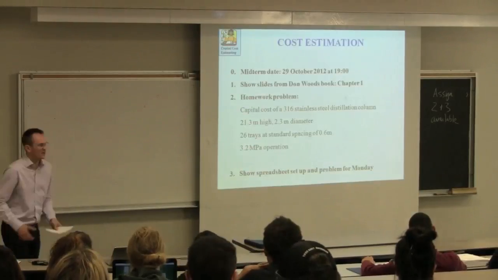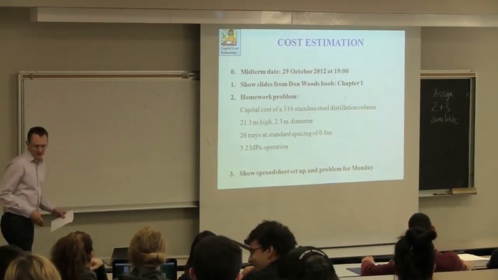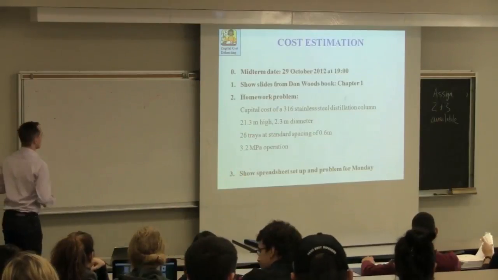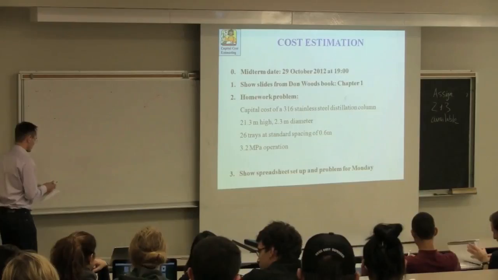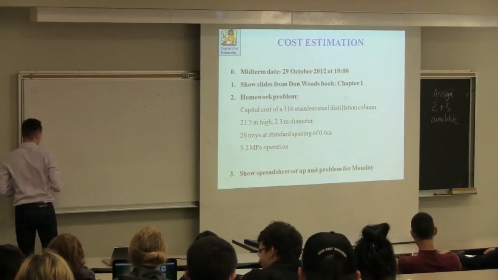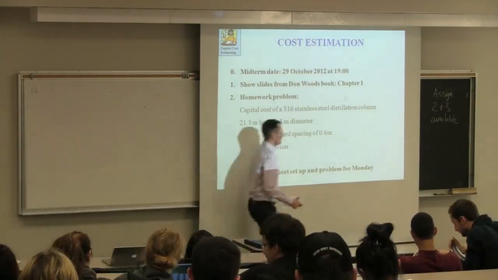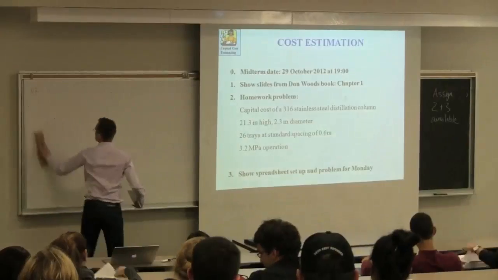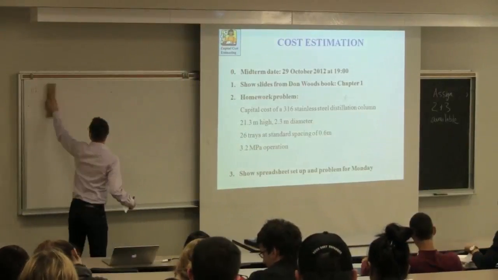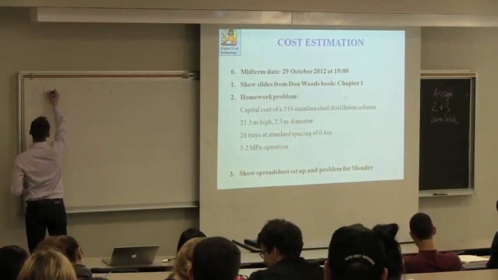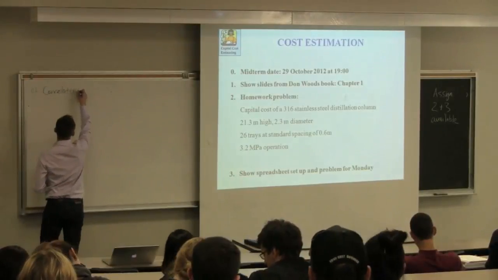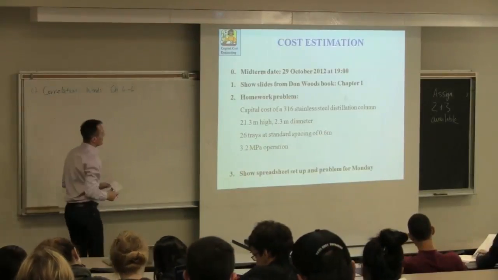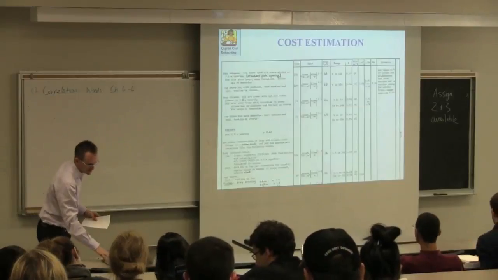But let's just quickly do this distillation column example. It has an important factor in it that I just want to emphasize. So we follow our standard procedure. The first step is to look up in Don Woods' book for the particular correlation. It comes from chapter 6.6, the section on distillation columns.